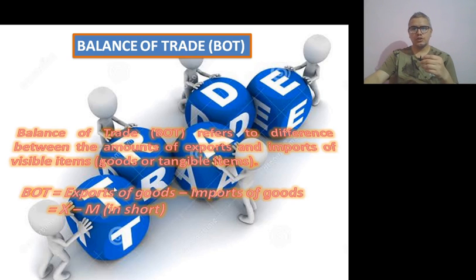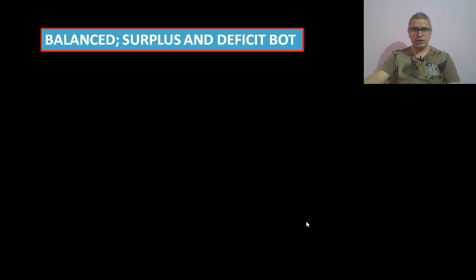Okay, so the formula for balance of trade can be written as exports of goods minus imports of goods. And in short, we can write it as X minus M, where X denotes exports of goods and M denotes imports of goods. Now here, in the similar way as balance of payment, balance of trade may be balanced or surplus or deficit balance of trade. Surplus balance of trade is also known as trade surplus, and deficit balance of trade is also known as trade deficit.